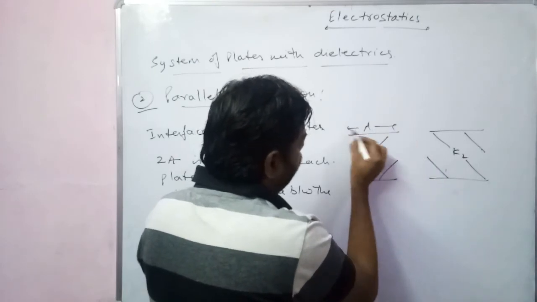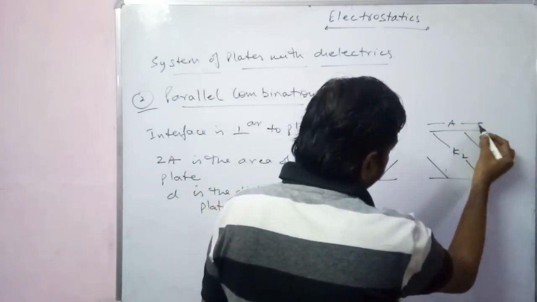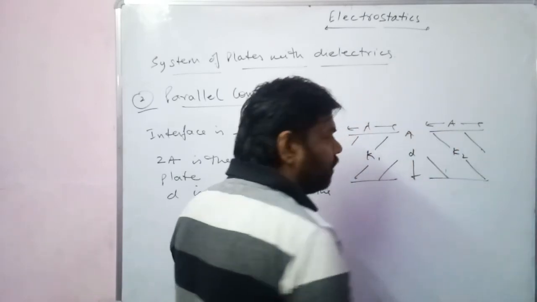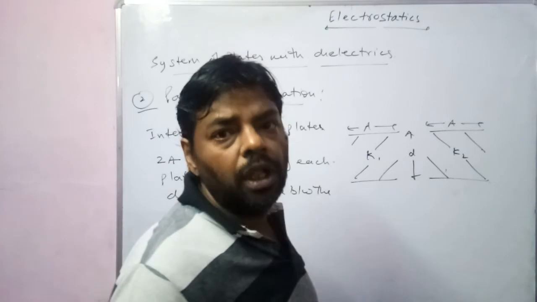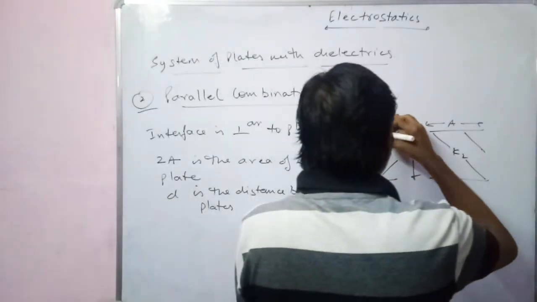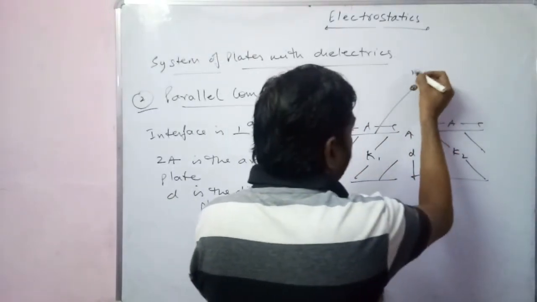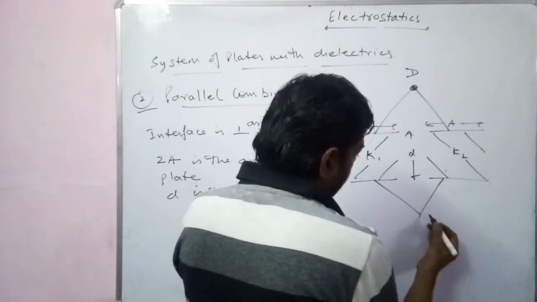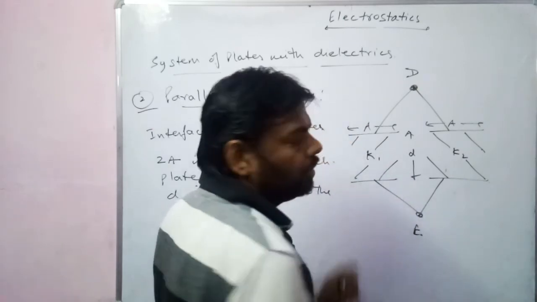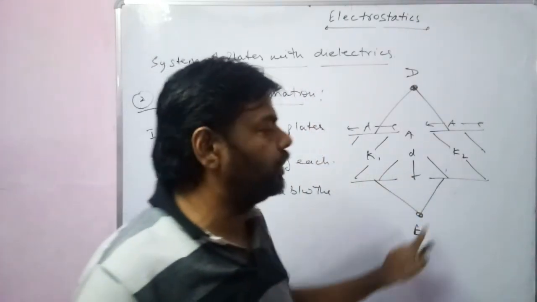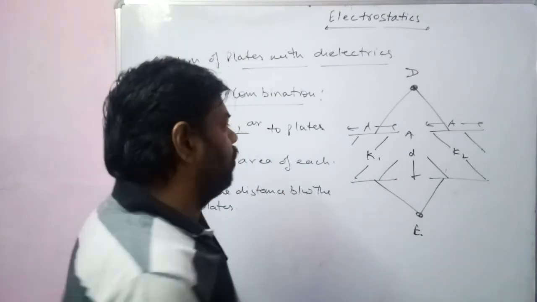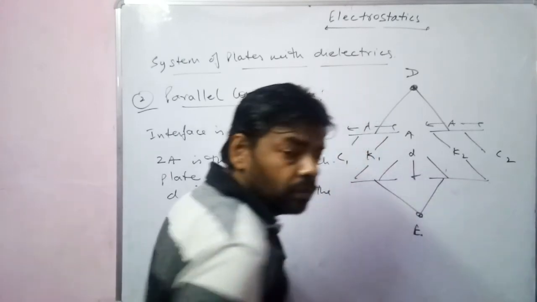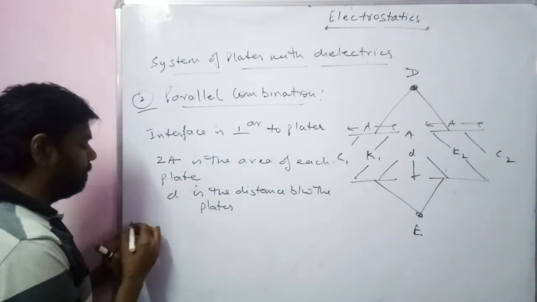A is the area of each plate now. Okay, and small d is the distance between the two plates. Now both the plates are still connected with the junction D. And on the lower side, both the plates are still connected with A. Okay. Now we are giving the name. Let us call this capacitor C1 and this capacitor C2. Clear?